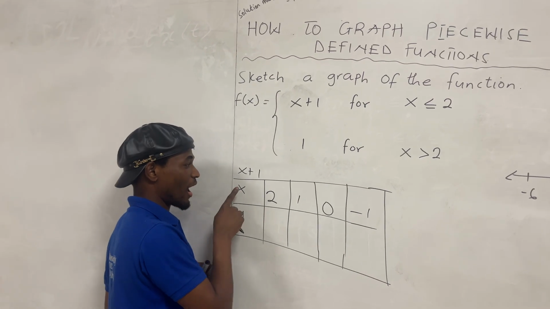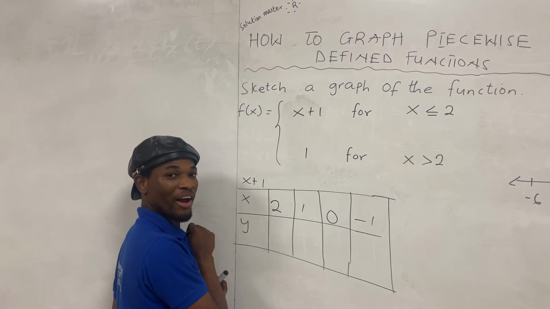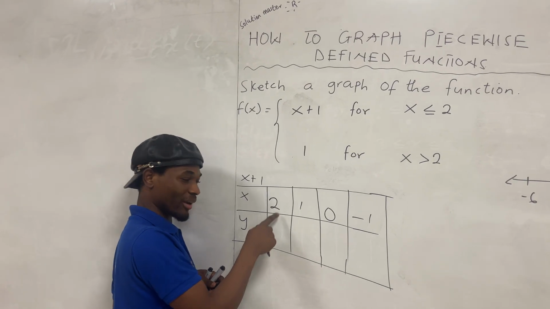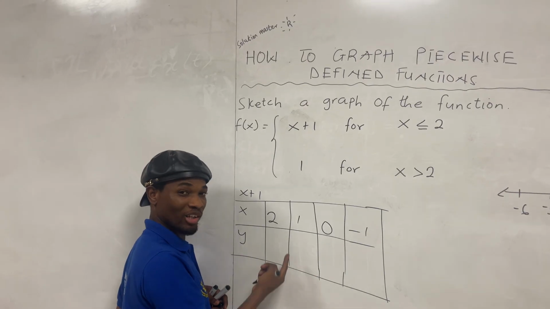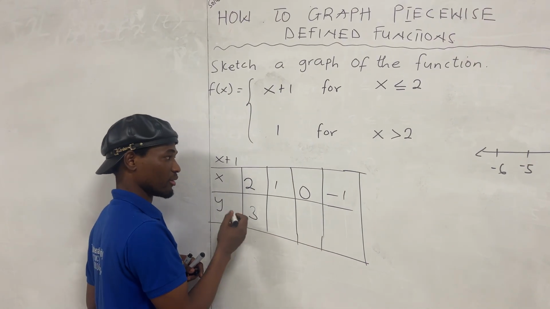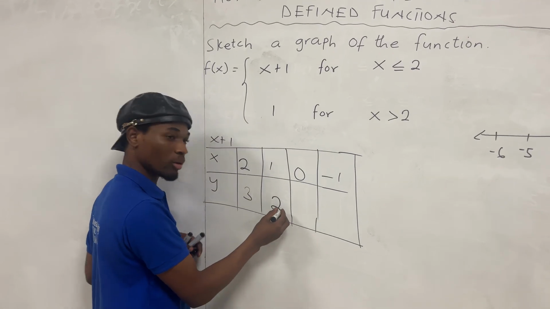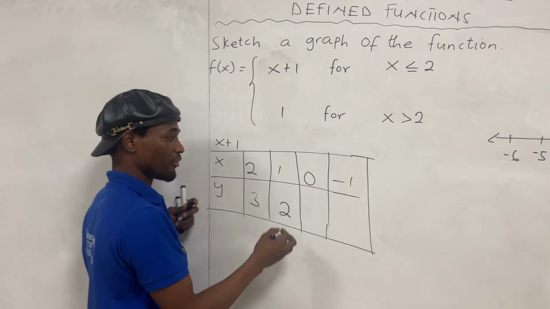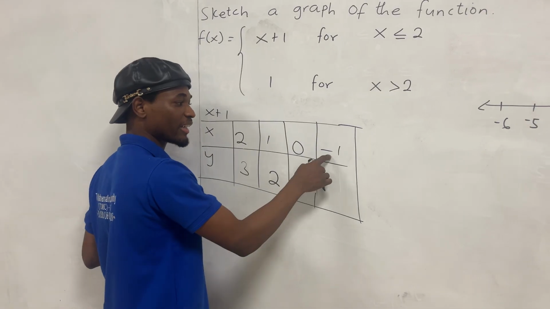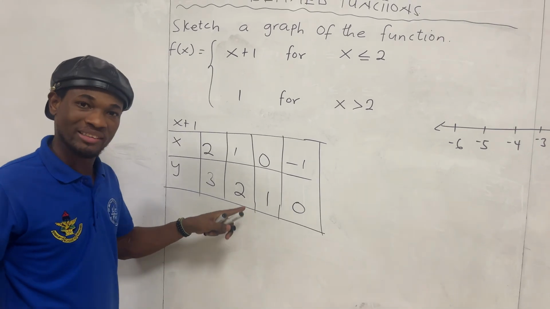So, look, I have x plus 1 to be the function. If I have x equal to 2, and I add 1 to this, I'll get the corresponding y value, right? So 2 plus 1, I have 3, because of this function. 1 plus 1, I have 2. If I have 0 plus 1, I have 1. Then negative 1 plus 1, I have what? 0. So I'm going to plot this.